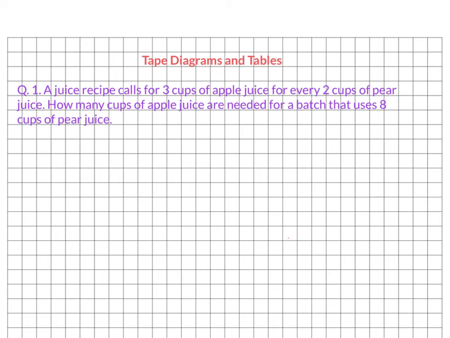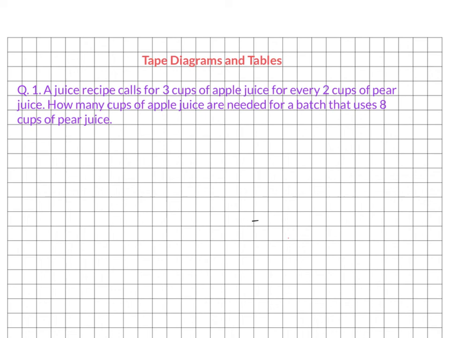Last week we said that ratios compare two quantities, or it can be more than two quantities. So ratios are all about comparing quantities. So here's the first question we're going to be doing today. The question reads, a juice recipe calls for 3 cups of apple juice for every 2 cups of pear juice. How many cups of apple juice are needed for a batch that uses 8 cups of pear juice? Please pause the video and copy down the problem.